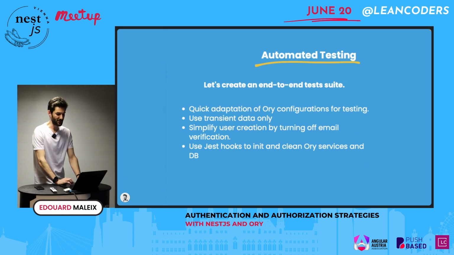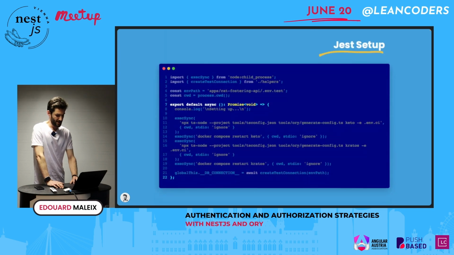So we'll see that with Jest, and use the Jest hooks to set up our test, and also tear down the setup so that everything runs as before when the test suite is done. So we have our setup hook. Here we trigger the function that will generate our configuration files with a specific environment file, as you can see here. Here we have a specific data.env.ci file, which contains some different values than those used in local development.